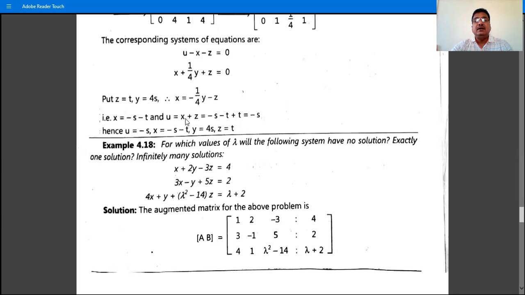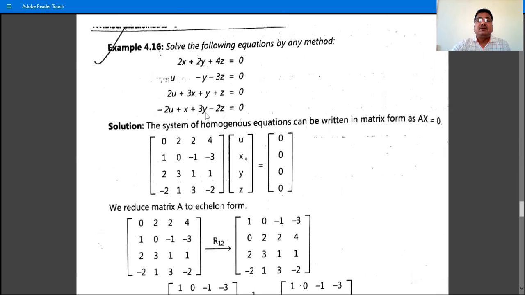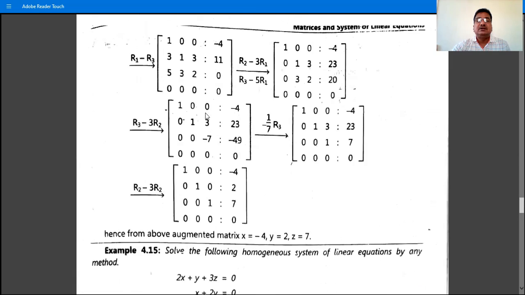And then equation 1 gives u as minus s. So the solution is what? U is minus s, x is minus s minus t, y is 4s, z is t, where s and t belong to R, or s and t are any real numbers. So this is the method to solve the systems by Gauss-Jordan method and Gauss elimination method.